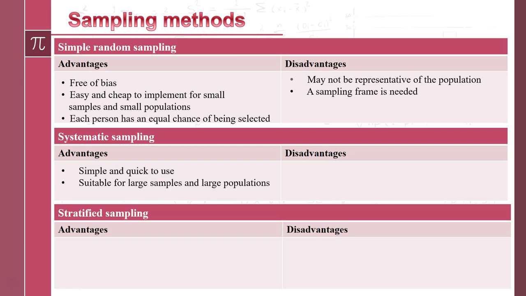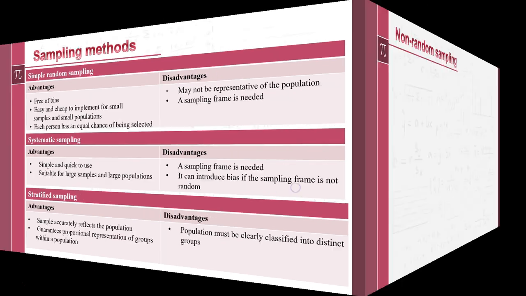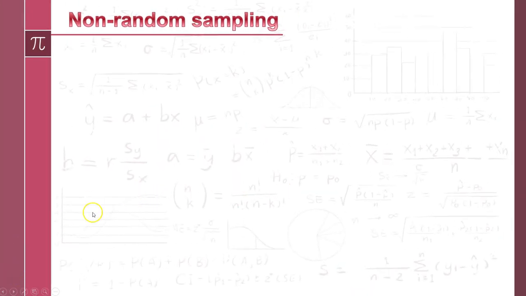Systematic sampling, very simple. It's simple and quick to use and works well for large samples, large populations. And again, the problem is it needs a sampling frame, and it can introduce bias if that sampling frame is not random. Stratified sampling is the one that gives you a much more accurate reflection of the population depending on the sampling units within that, so it guarantees proportional representation of groups within the population. But the problem is you've got to have clear, distinct groups, which is doable, but it's just an extra job you've got to do.